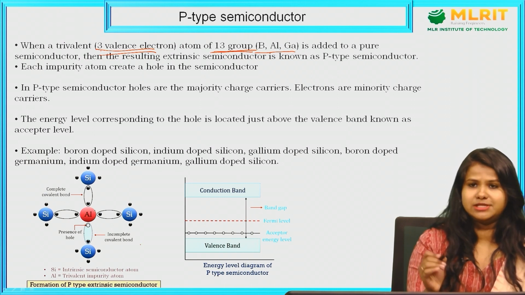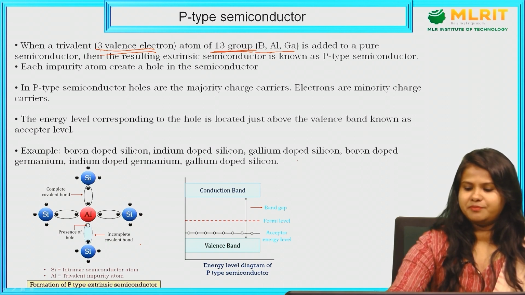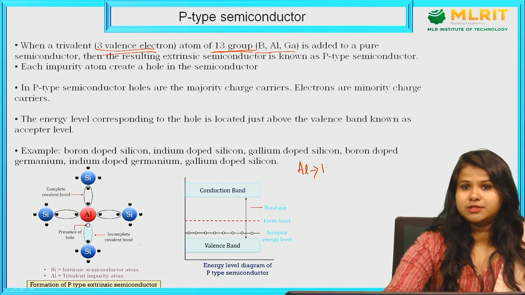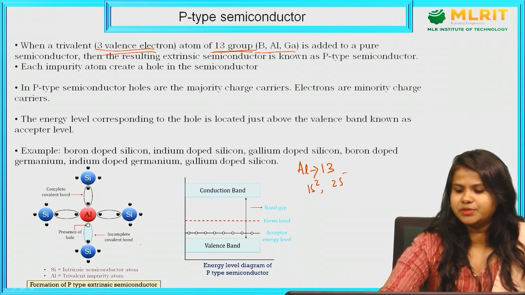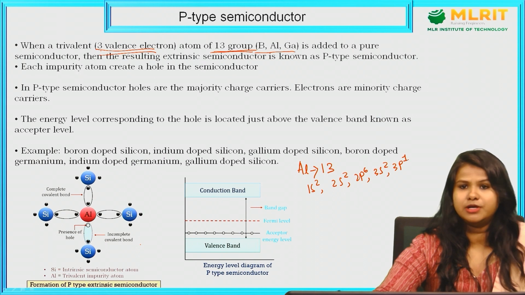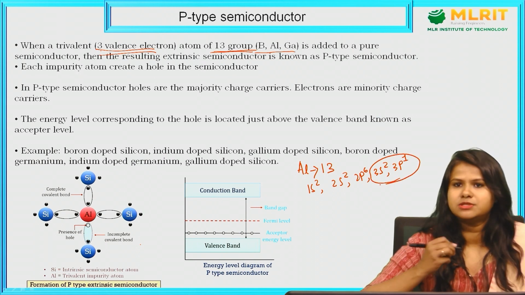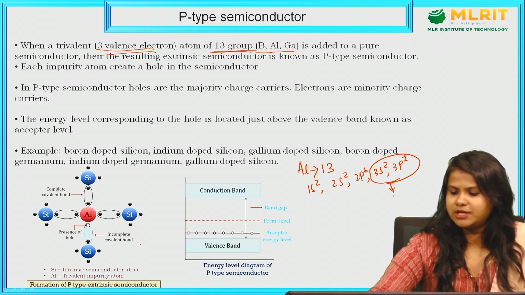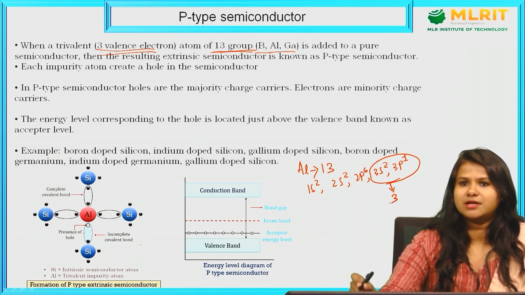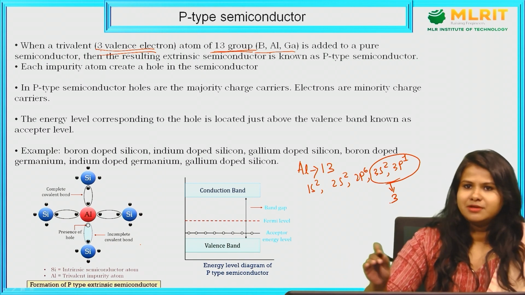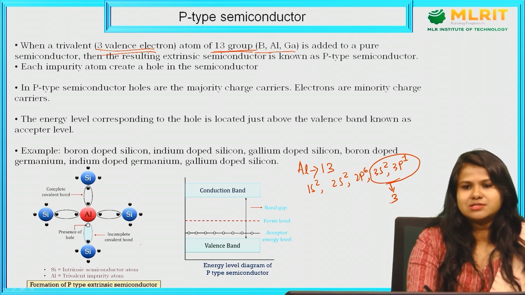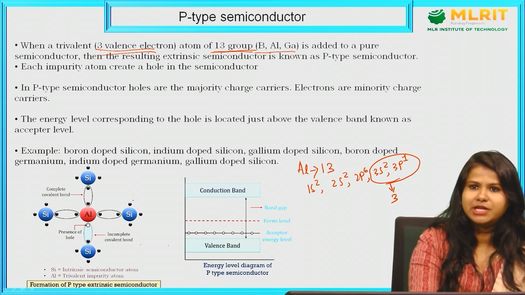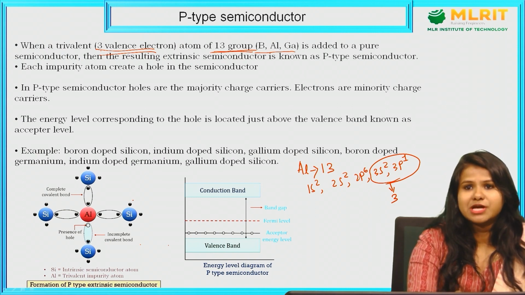So, here I am considering aluminum. What is the atomic number of aluminum? 13. So, what will be the electronic configuration? 1s2, 2s2, 2p6, 3s2 and 3p1. So, in the outermost shell, how many electrons are there? 3 electrons. So, there are 3 valence electrons to participate in the conductivity. So, we are adding aluminum to silicon. Silicon has 4 valence electrons and we are adding aluminum, which has 3 valence electrons.